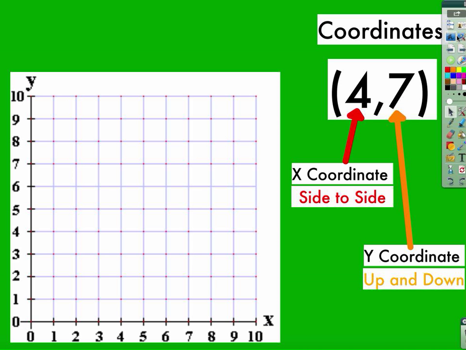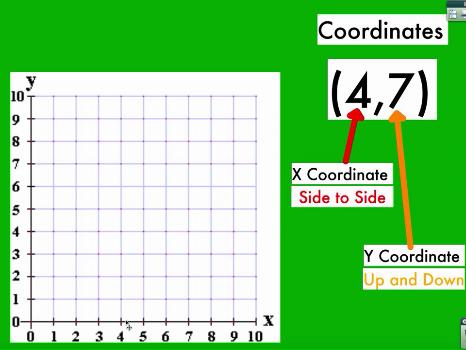Now, when you do coordinates, you have to have parentheses around them. Okay? These are also known as an ordered pair. The first number tells us where to go on the x-axis, so it's called the x-coordinate. That's the side to side, the left to right. The second number is your y-coordinate, or your number on the y-axis, where you go up and down.